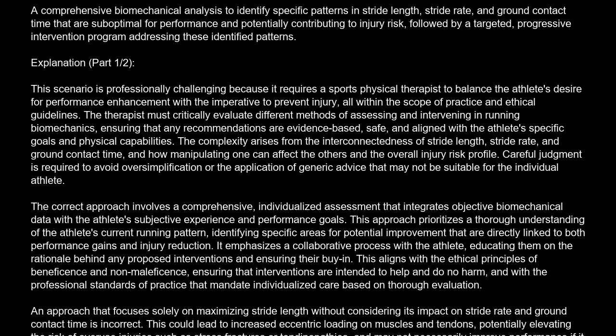It emphasizes a collaborative process with the athlete, educating them on the rationale behind any proposed interventions and ensuring their buy-in. This aligns with the ethical principles of beneficence and non-maleficence, ensuring that interventions are intended to help and do no harm, and with the professional standards of practice that mandate individualized care based on thorough evaluation.